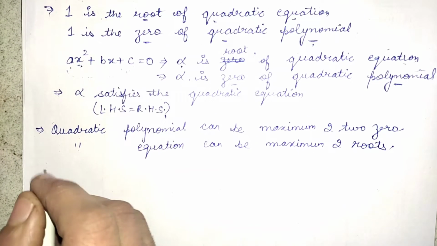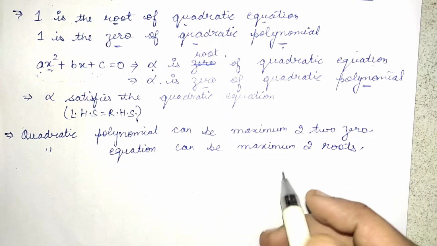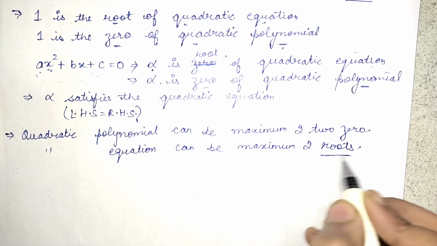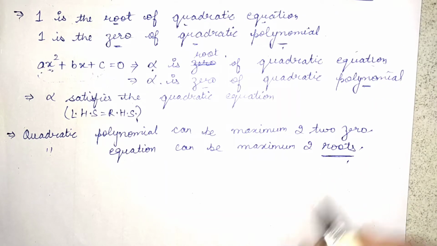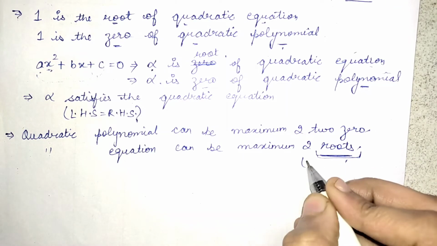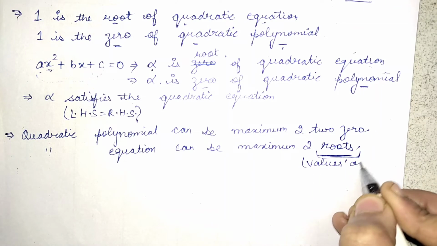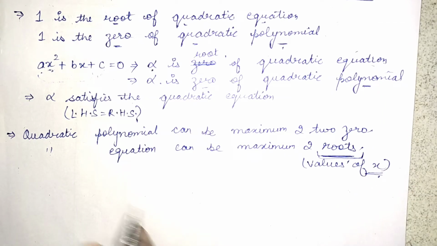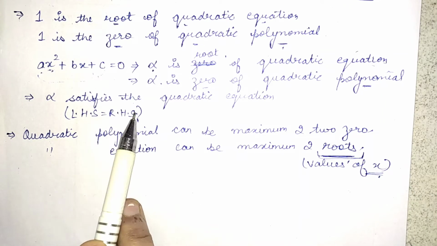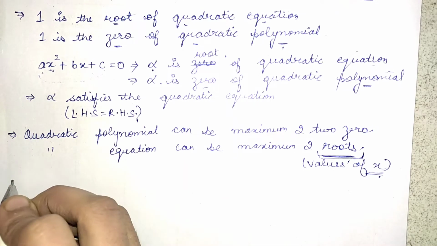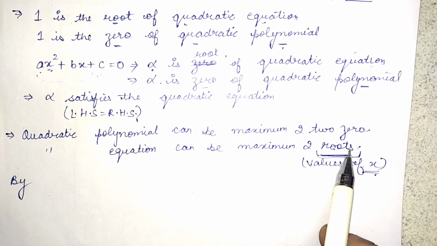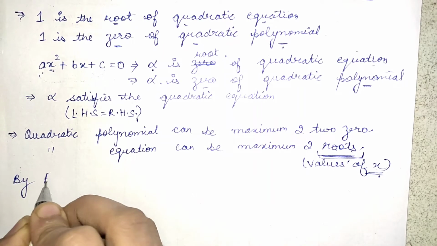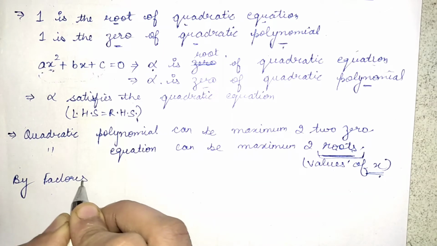So let us start by finding the roots of the quadratic equation. Our aim is to find the solution, meaning we have to find the roots, those values of x. Roots are simply the values of x for which the left hand side becomes equal to the right hand side. There are different methods to find these roots. The very first method is by factorization.